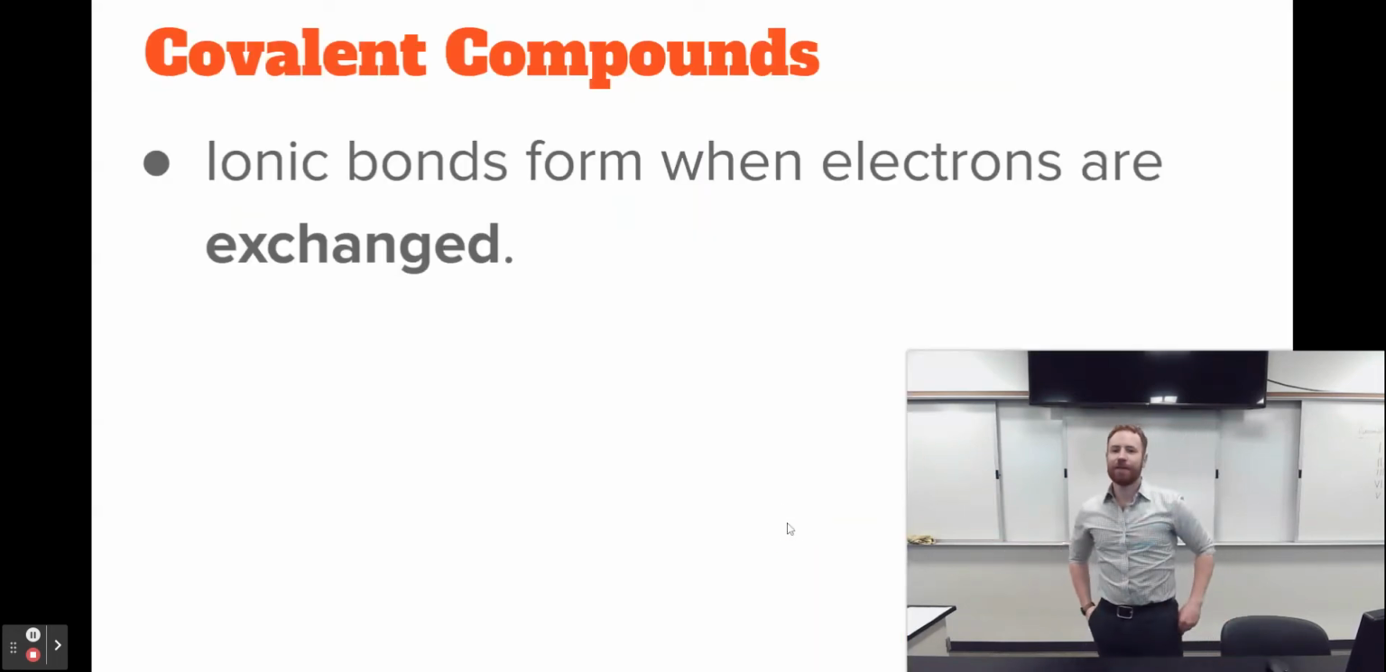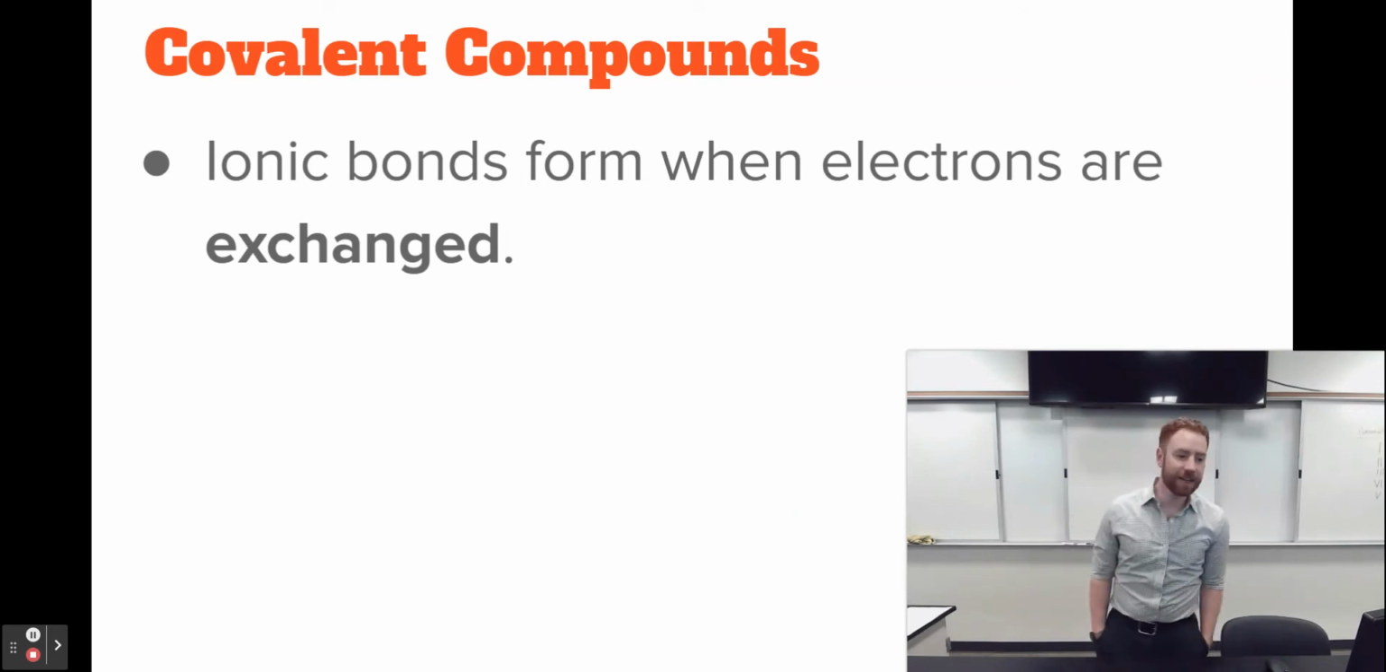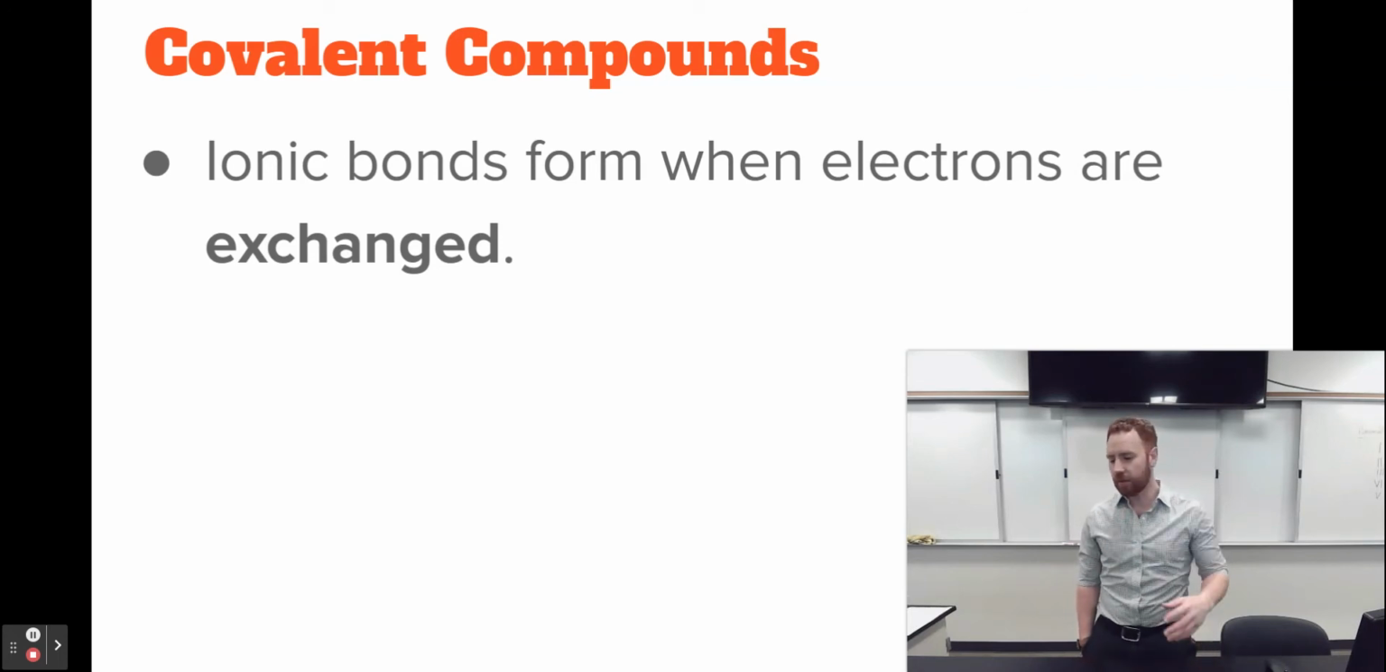All right. First of all, to review, ionic bonds form when electrons are exchanged. That's going to make one atom a positive ion because it's losing electrons. It's going to make another atom a negative ion because it's gaining electrons. And then the positive and the negative electrical charges attract one another, and those things end up stuck together in an ionic bond.